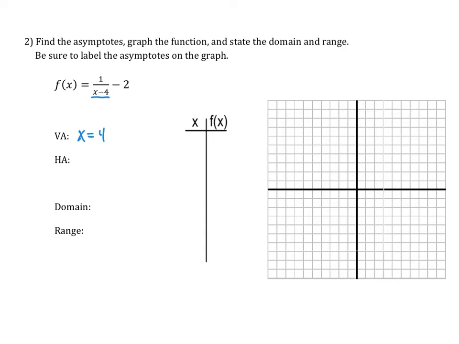Again, I want you guys to write an equation there, not just a number. And then when we're looking for the horizontal asymptote, it's a y equals, then you're looking at that constant at the end there. If there's nothing there, it's just 0. But here we have negative 2. So I'm going to go ahead and draw those on my graph now that I know where they are. So at 4, and at negative 2.